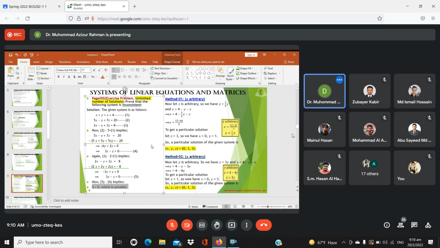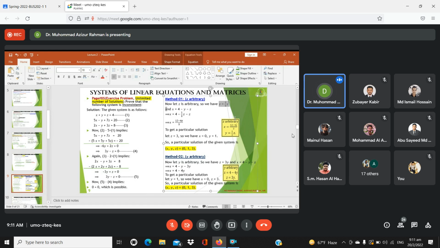In this case, from any equation, maybe from equation 4 or 5, it is the same thing. So for example, 3y minus z equals 0. So y equals z by 3. So we found y equals z by 3 here.